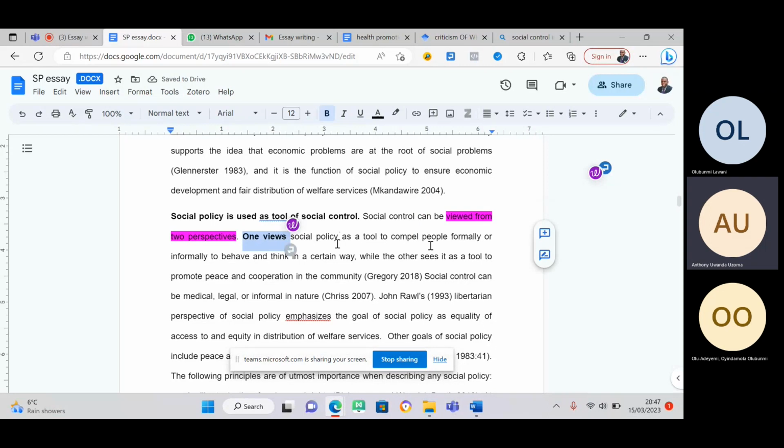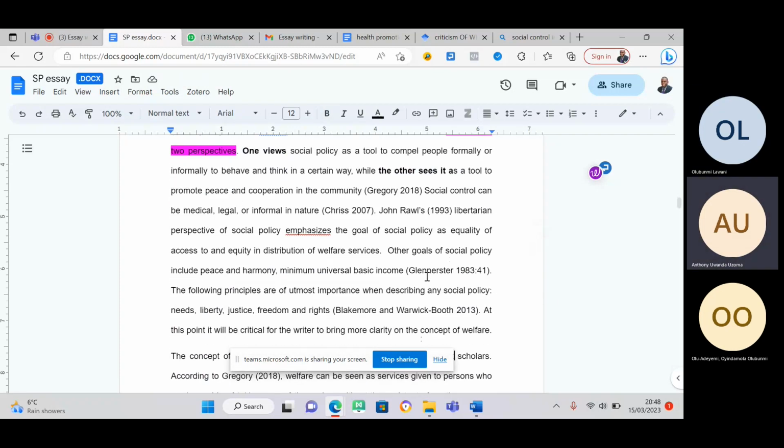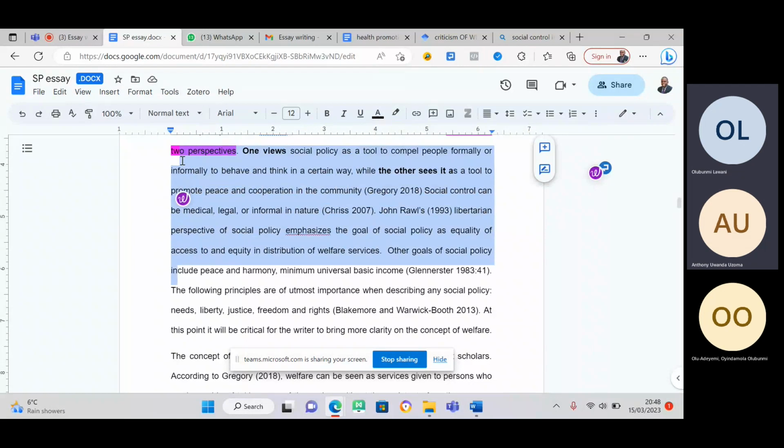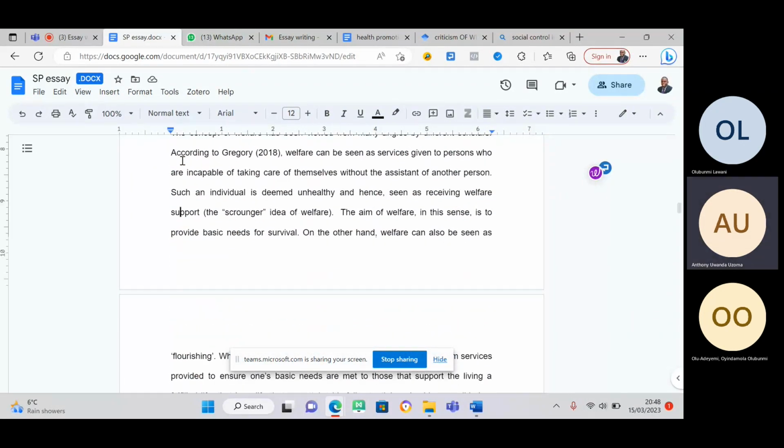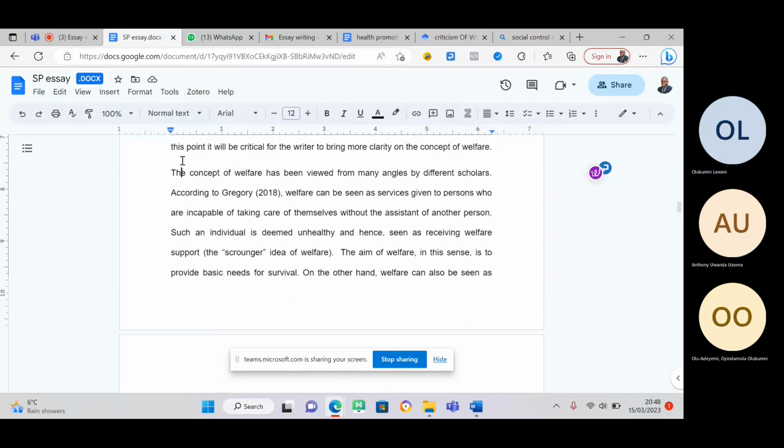Now can you see, one views this as this, while the other sees this as this. Are you seeing it? Yes. That is critical writing. So there is no one definition. Now, all these things are in your textbooks.